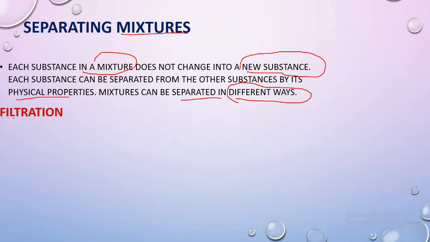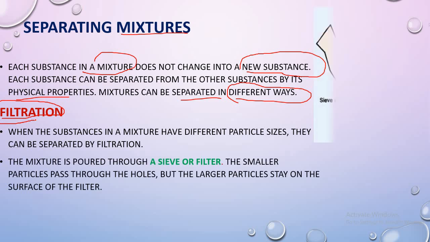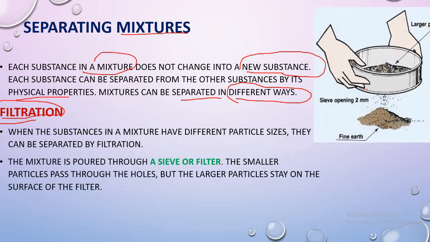The first method is filtration. Filtration is used when the substances in a mixture have different particle sizes, like sand and stone. If I mix sand with stone, these particles have different sizes, so they can be separated by filtration. I can separate a mixture of sand and stone by filtration.